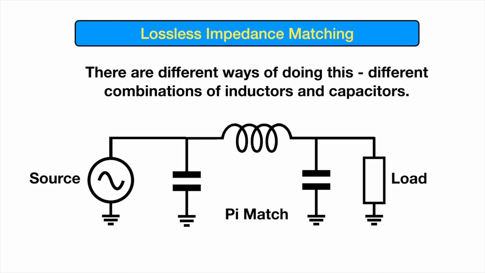So one is the so-called pi match. Now we've just looked at a resistive pi attenuator, so the shape will be familiar. Incidentally, the names of all these are based on their physical appearance on a schematic. So it's called a pi match because it looks like the Greek letter pi. And so it consists of one series reactive element, could be a capacitor, could be an inductor, and then two parallel shunts, and that's a pi match.